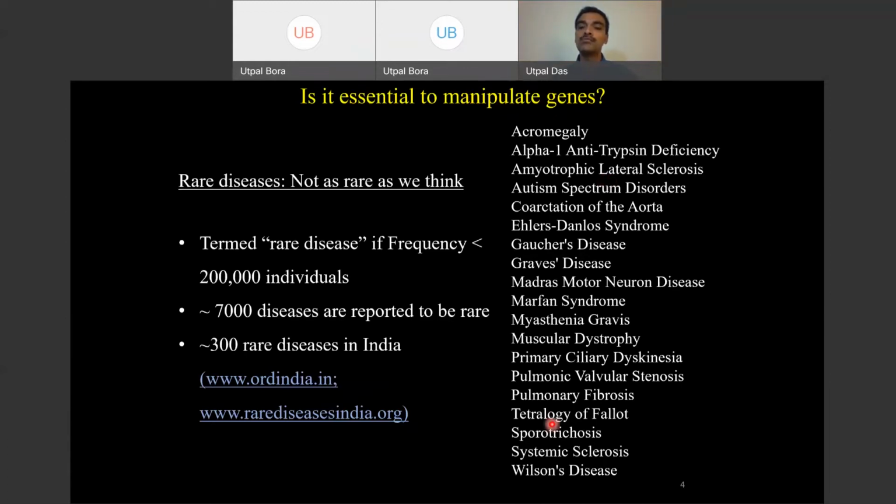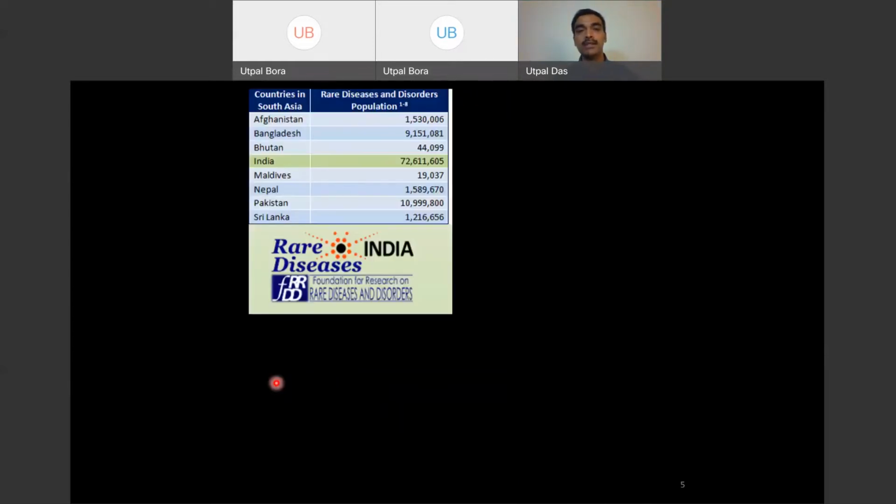So these are all more or less what the FDA or NIH have clubbed as rare diseases. But even though they're rare, they're not so rare. And in India, we are not lagging behind. So far, nearly 300 rare diseases have been reported in India, our country, right? If you dig down a little bit into these diseases and see the frequency, or the number of people affected with these kinds of rare diseases, look at the numbers in India here. Almost 72 million people are suffering from one or another of those rare diseases.